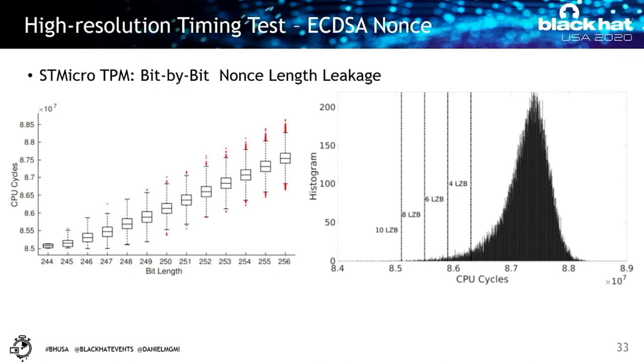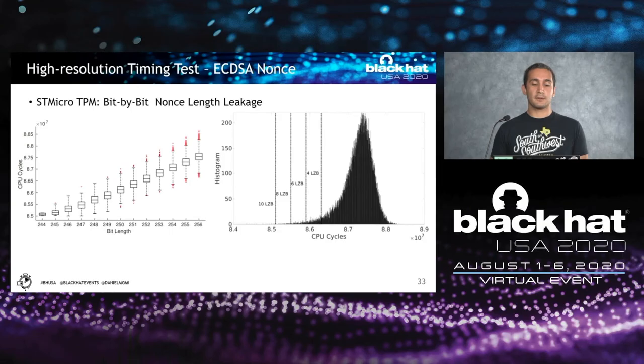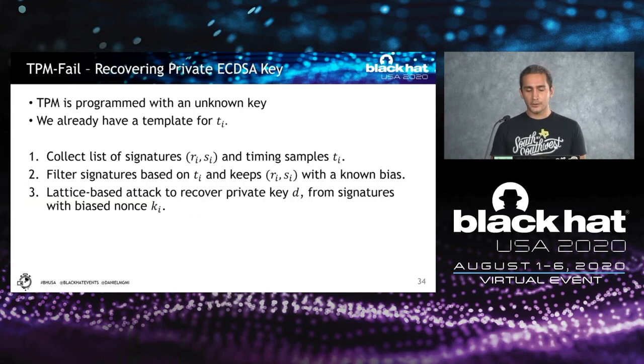But this time, instead of every additional 4-bit window of leading 0 bits, for every one additional leading 0 bit, we see that the timing is faster. We also looked and saw that there is a linear correlation between the bit length of the nonce and the timing. So this, again, gives us similar leakage behavior.